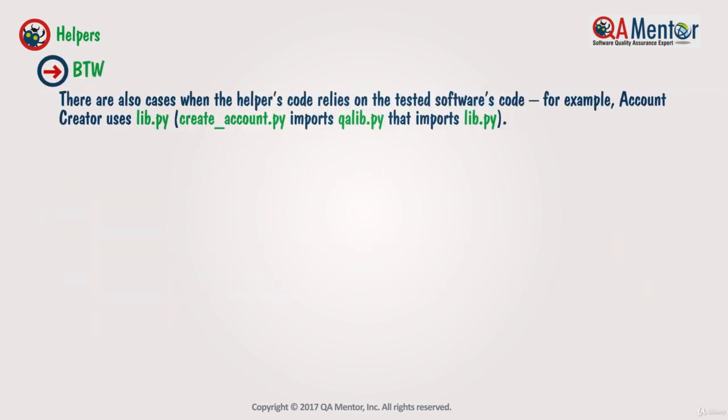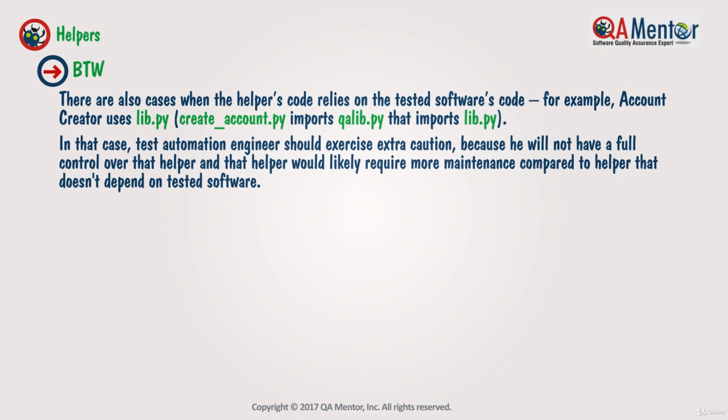By the way, there are also cases when the helper's code relies on the tested software's code. For example, account creator uses lib.py, createaccount.py imports QA, lib.py, that imports lib.py. In that case, test automation engineer should exercise extra caution because he will not have full control over that helper, and that helper would likely require more maintenance compared to helper that doesn't depend on tested software.